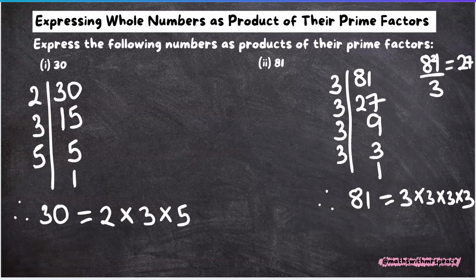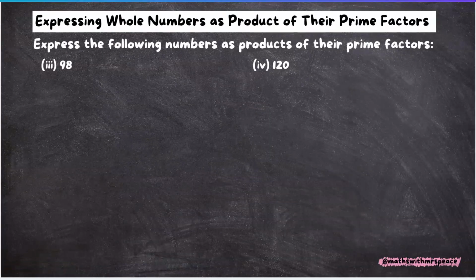And let's try this out. 3 times 3 is 9. 9 times 3 is 27. And 27 times 3 will give us 81, which goes to show that we have correctly expressed 81 as a product of its prime factors. Let's take 2 more examples on prime factorization. We have 98 and 120.